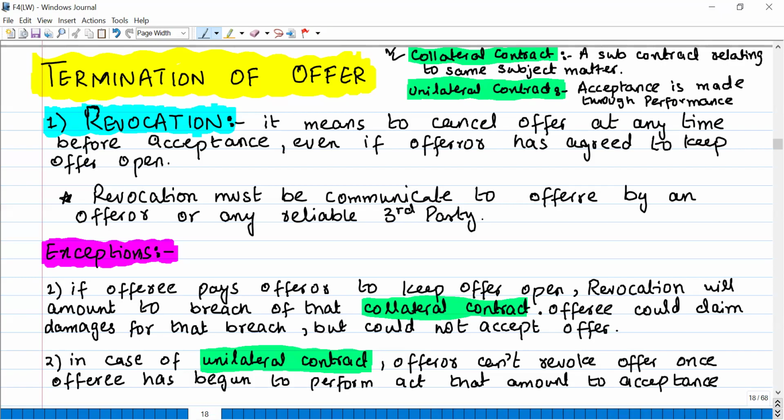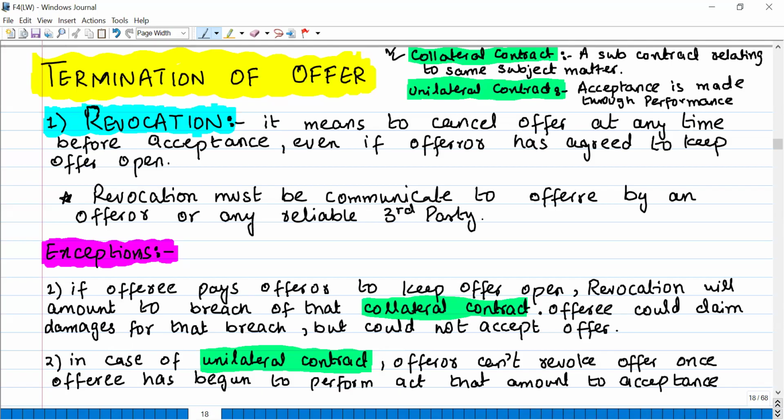So if I cancel the offer, you cannot say that I paid you, so you had to keep the offer open, and now I will accept your offer and you are bound to give me your phone. No, you cannot do that. I could cancel that, but I have breached the collateral contract. I have breached my promise. You are entitled to sue me for that and claim that $100 back as damages, but you cannot accept the original offer.